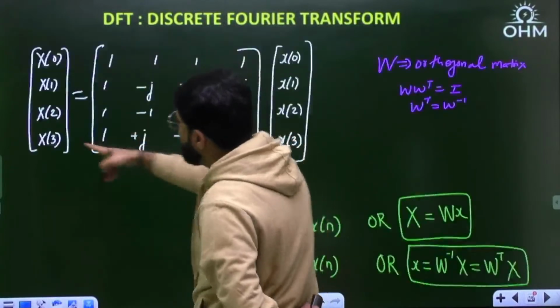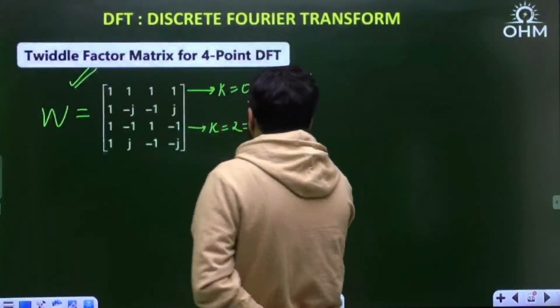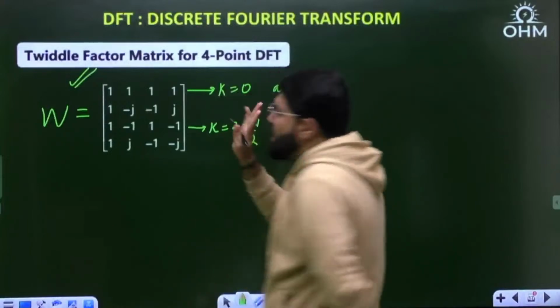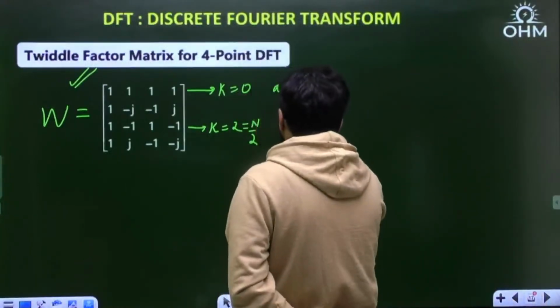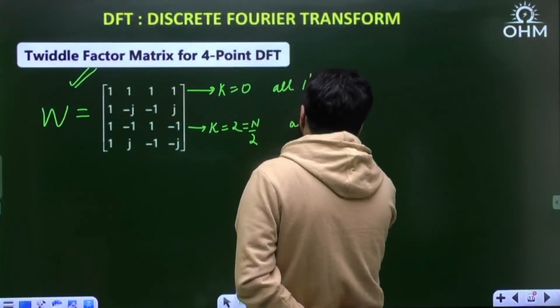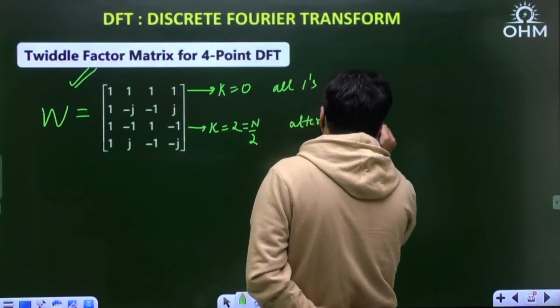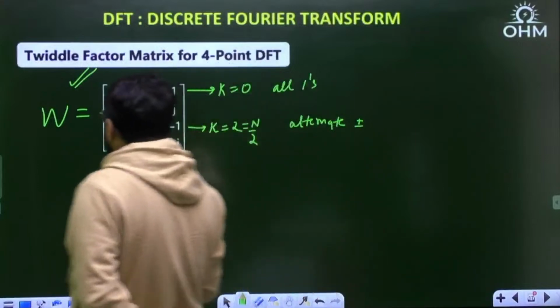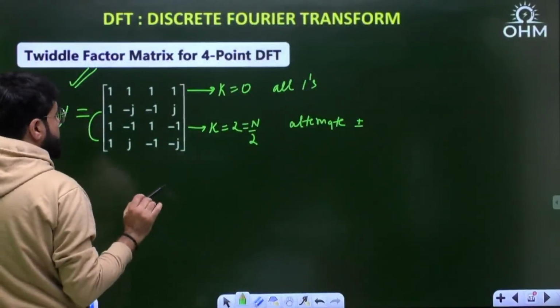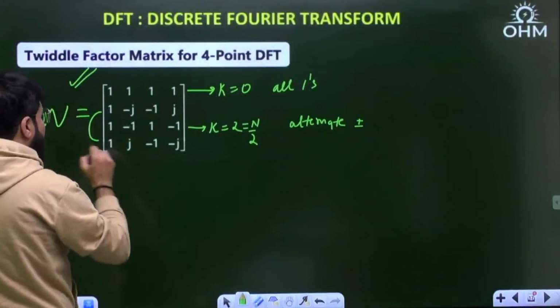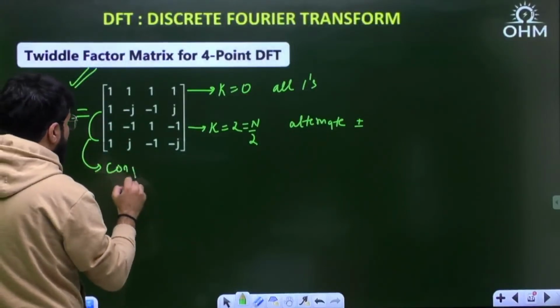This is k equal to 2, that is X2. Here k equal to 2 is N by 2, because I have talked about the 4-point DFT, and whenever you talk about the N by 2 point, it will be alternate plus minus in any matrix. Especially these two: the second row and the fourth row are nothing but conjugates of each other, isn't it?